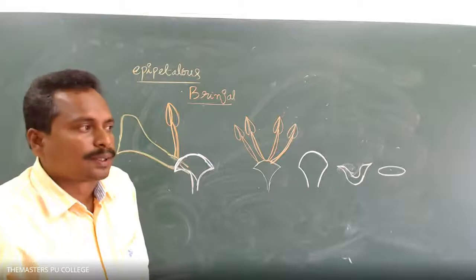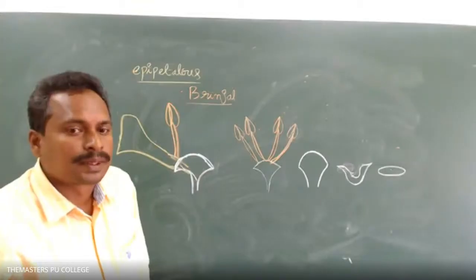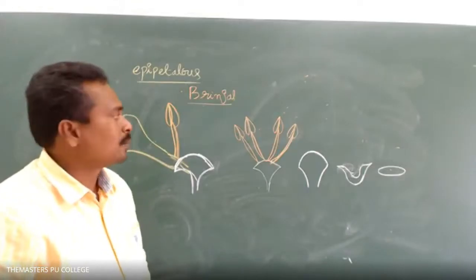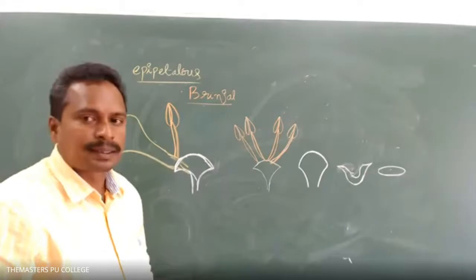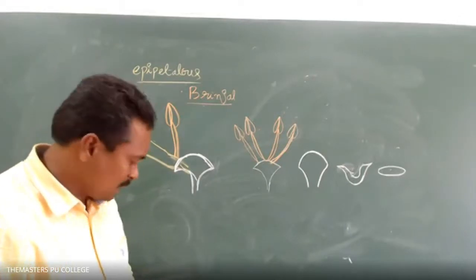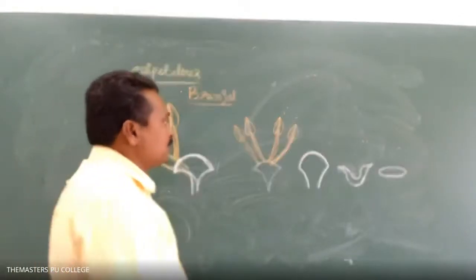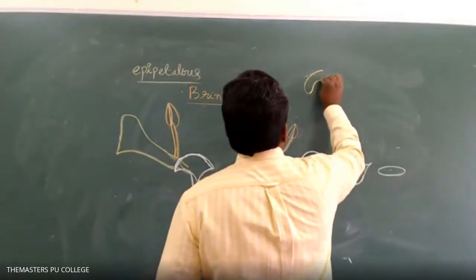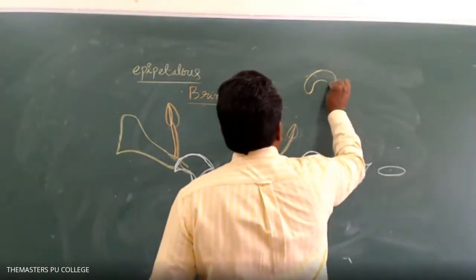Does a stamen always consist of two lobes? Generally, in majority of the plants, the anther consists of two lobes, whereas in the Malvaceae family, hibiscus, one lobe is present. That is called monothecous anther.